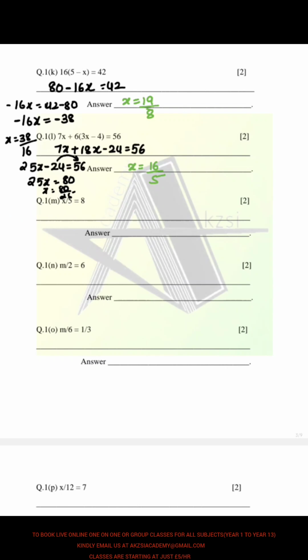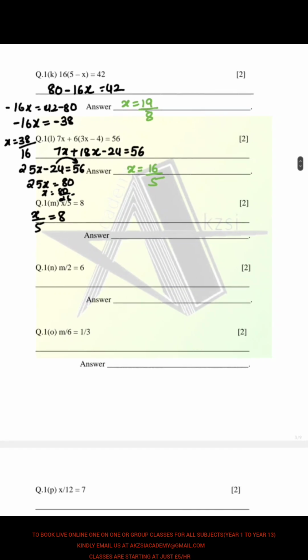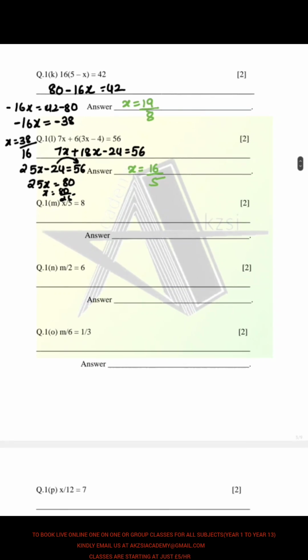So this one is pretty simple. X over 5 equals 8. Either you can cross multiply or simply multiply both the sides by 5. So if I multiply both the sides by 5, my final answer will be x equals 8 times 5, which is 40. So x equals 40. Similarly, for the next one, I need to multiply both the sides by 2 or cross multiply. I will get my answer as m equals 12.